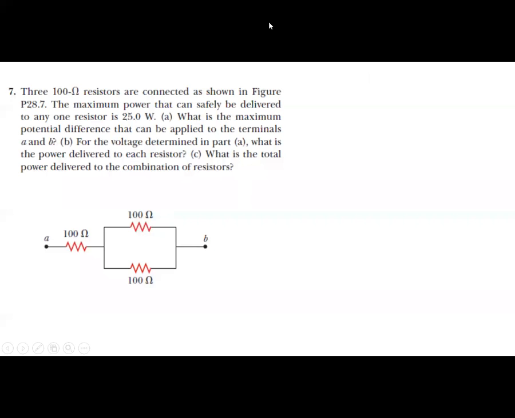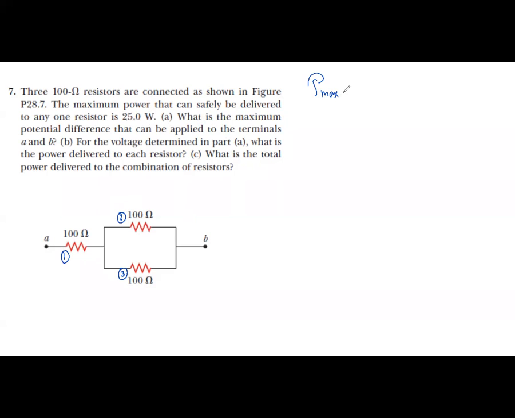Problem 7. Here we have three resistors. Let's say we have 1, 2, 3. They have the same value, 100 ohm. The maximum power, P maximum, that can be safely delivered to any one resistor is 25 watt.